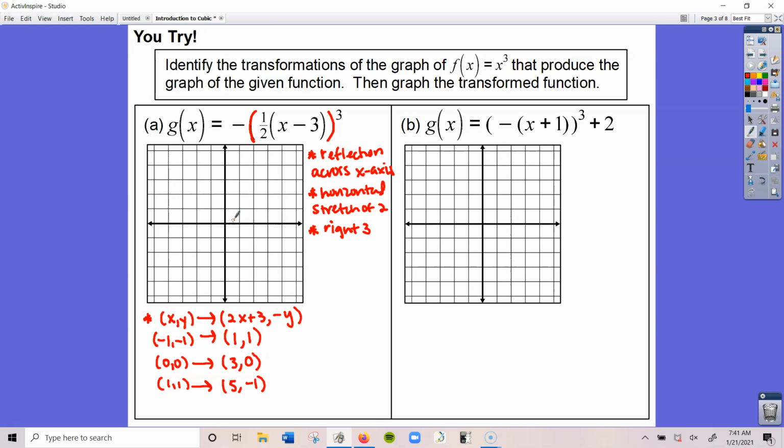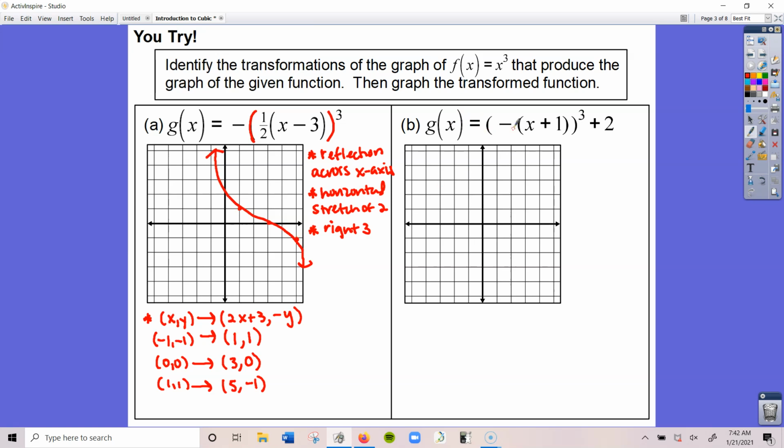I'm going to go ahead and plot that now. (1, 1), (3, 0), and (5, -1). Remembering our curve here. So it always starts like that, and then it'll come down. So this is my graph. Notice that when we have a reflection, my graph now is decreasing the entire time.